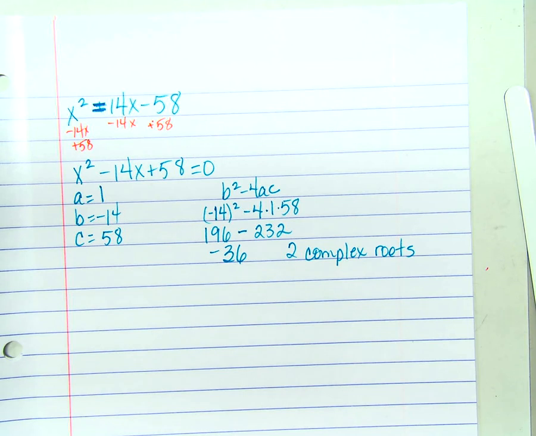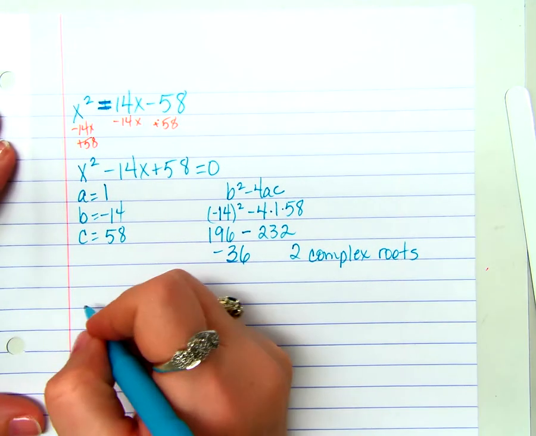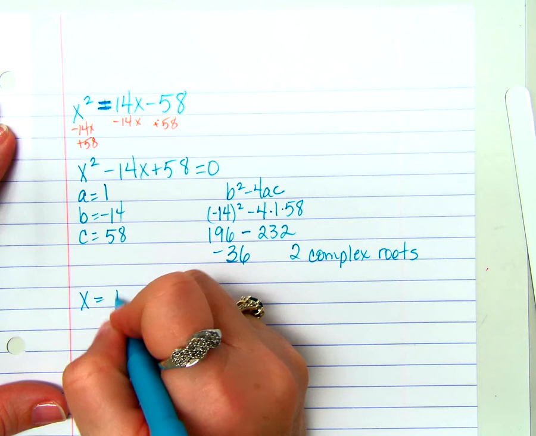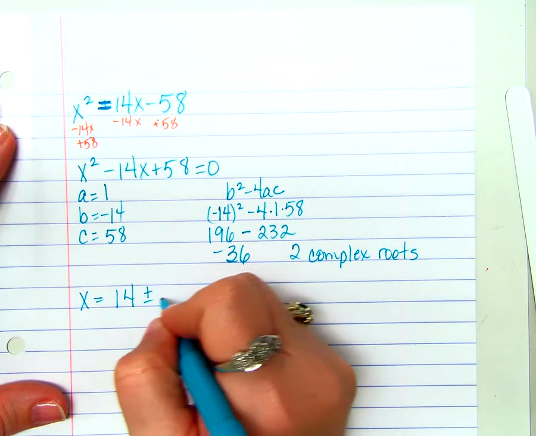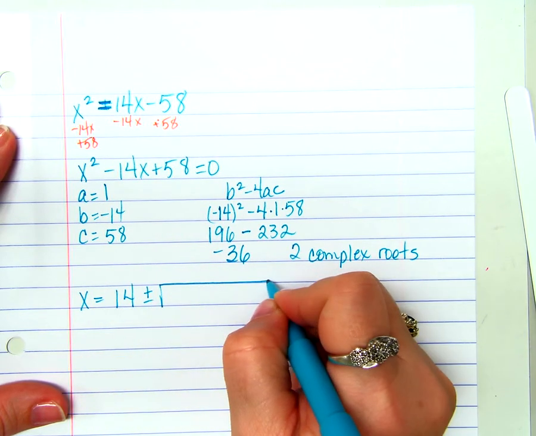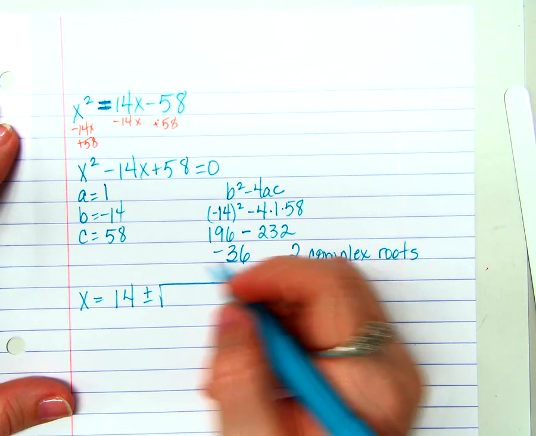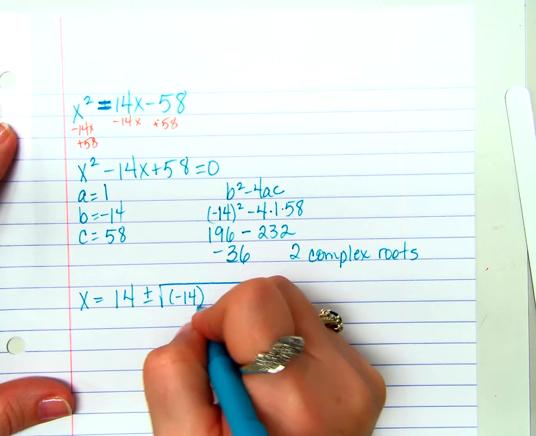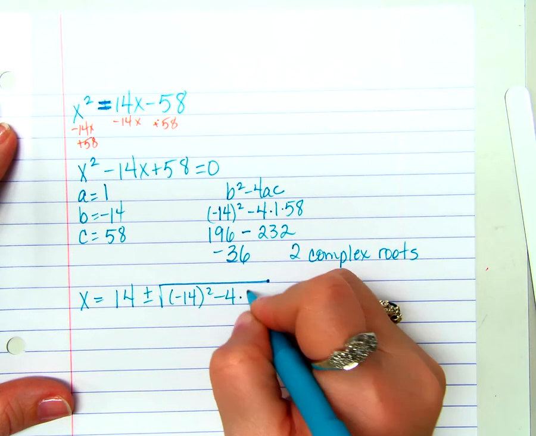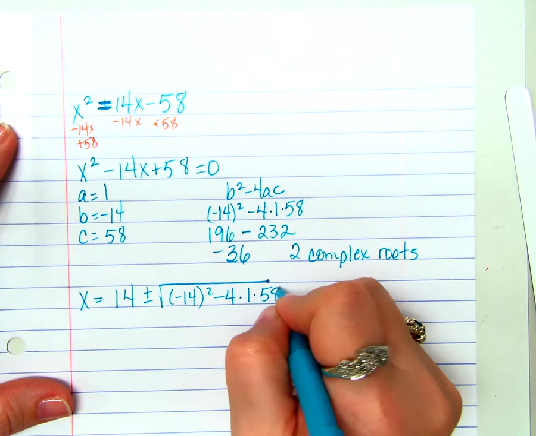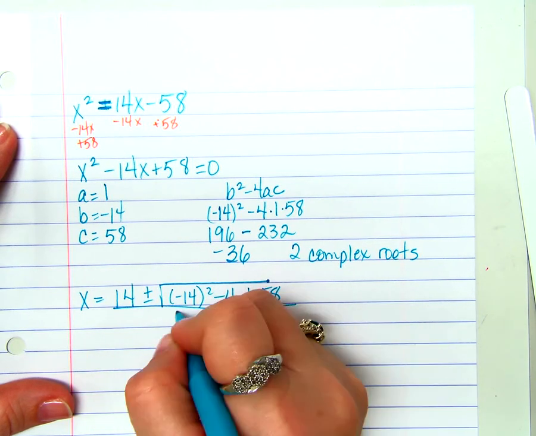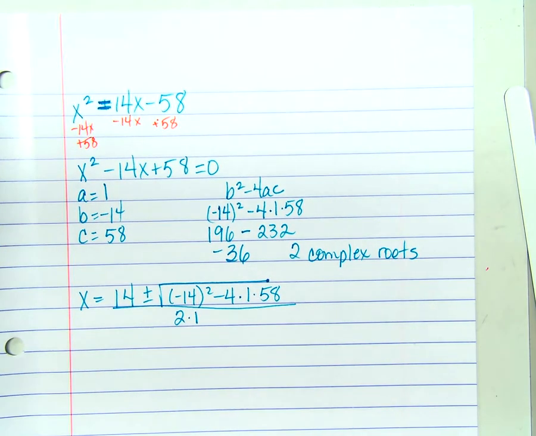Now, quadratic formula, yes? We got to solve it. Okay? X equals negative b plus or minus the square root of b squared minus 4ac all over 2a. I'm going to do it the long way just in case people still need to do it. You can write the equation every time if you want. I just sing it.